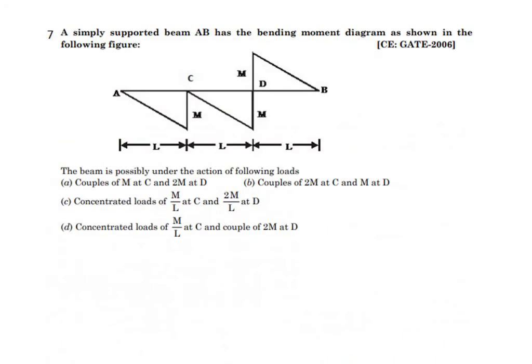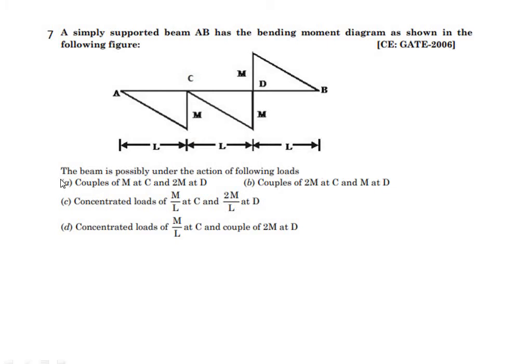Okay, let's move on to the seventh problem. A simply supported beam AB has the bending moment diagram as shown in the following figure. So this is the figure which shows a bending moment diagram of a simply supported beam. The beam is possibly under the action of the following loads. So you are asked to find what may be the loading condition.